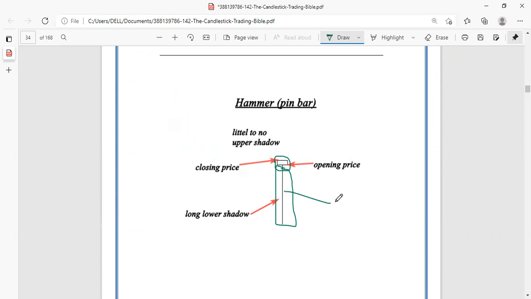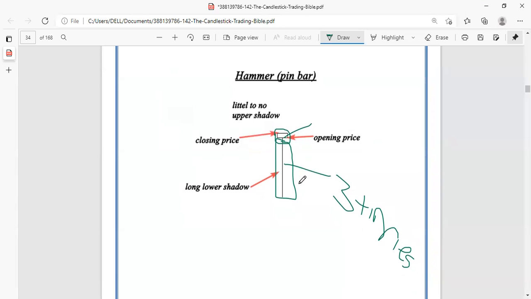So you must take note that this tail, or the shadow, is three times bigger than the body. This is the body. So that's how we see that this is a hammer pin bar, because it's important when you see your chart to note and to label your candles, so that you can determine and you can work with them properly.